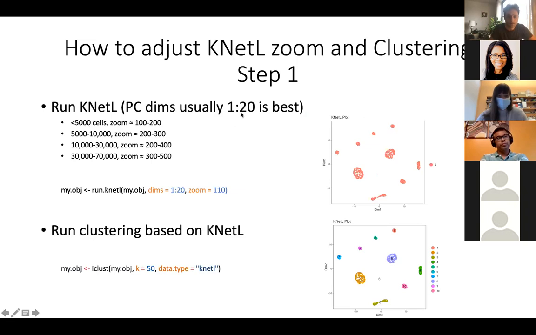So if you put this around 20, and the zoom works like this: if you have a lower number of cells, let's say less than 5,000 cells, a zoom of around 120 is a good place to start. Again, you can zoom in more if you want to see more B cell subpopulations, or zoom out if you don't want to see more subpopulations. So that's about the number to start.